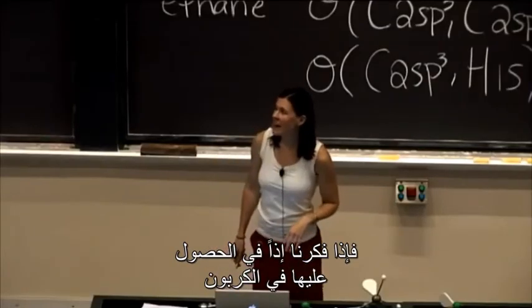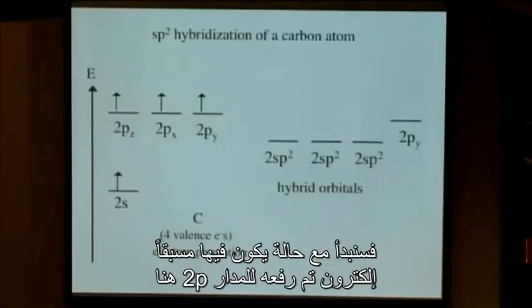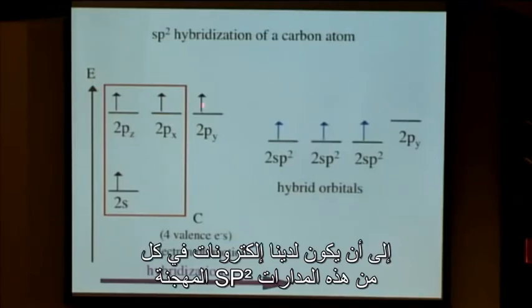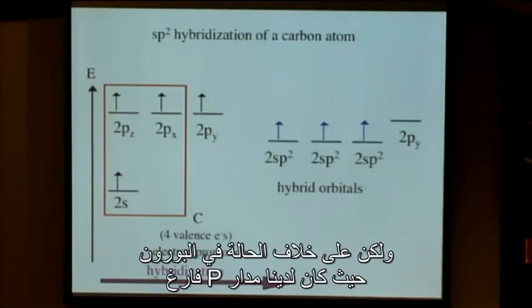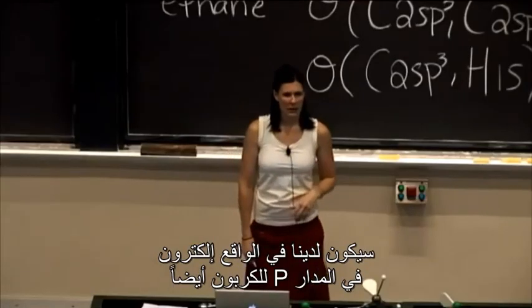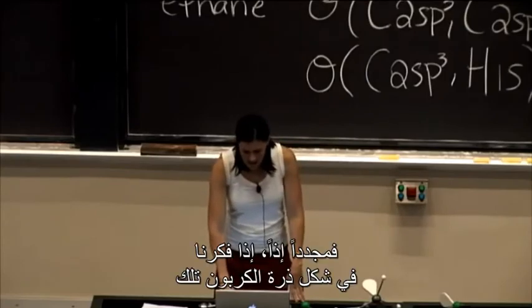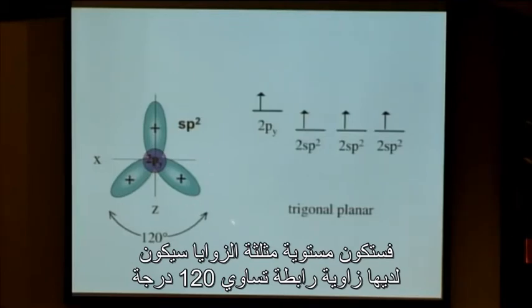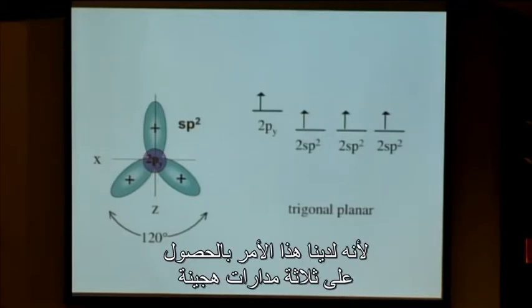So if we think about having it happen in carbon, we're starting with this situation where we've already promoted our electron into a 2p orbital here. And what we're going to do is just combine the s and two of the p's. So we'll end up with electrons in one of each of three 2sp2 hybrid orbitals. But unlike the case with boron where we had an empty p orbital, we're actually going to have an electron in the p orbital of carbon as well. So again, if we think about the shape of that carbon atom, it's going to be trigonal planar. It's going to have bond angles of 120 degrees because we have this setup of having three hybrid orbitals.